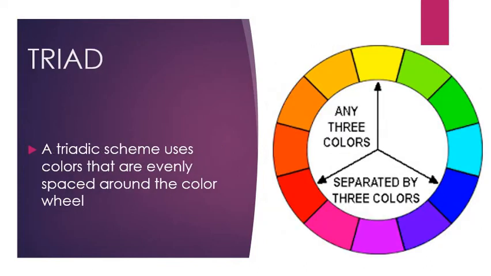Next is triad. A triadic scheme uses colors that are evenly spaced around the color wheel. Like for this example, any 3 colors separated by 3 colors are triad. For this example, the triad colors are yellow, red, and blue.